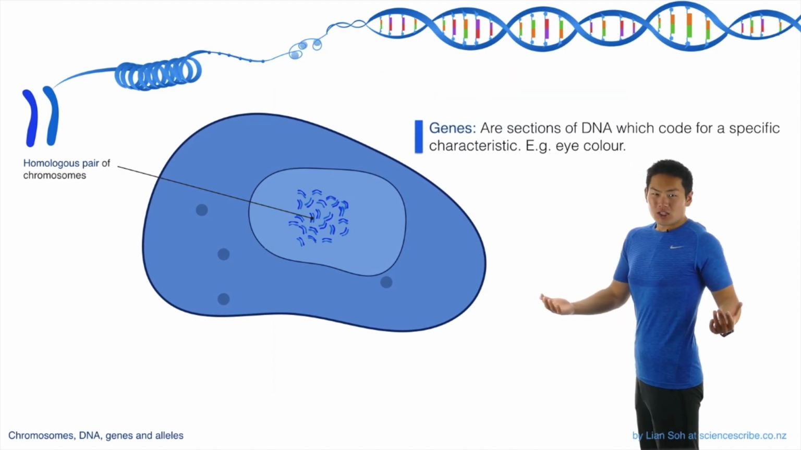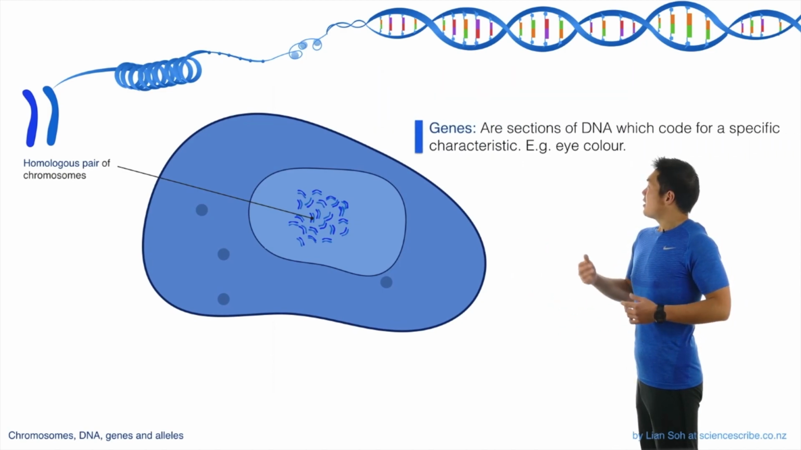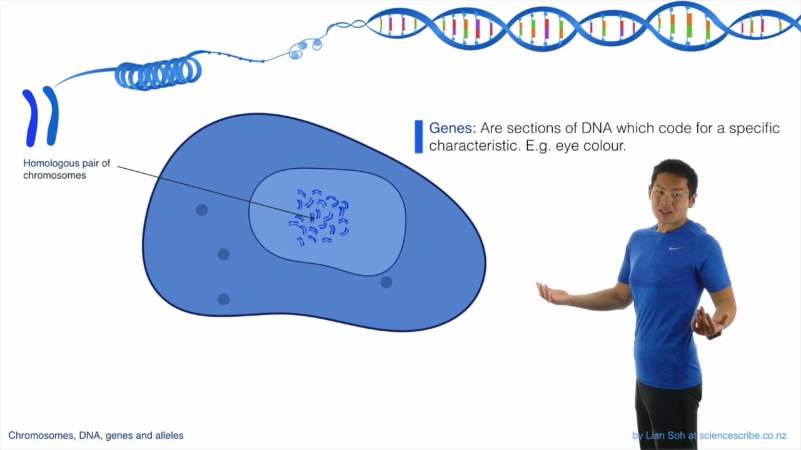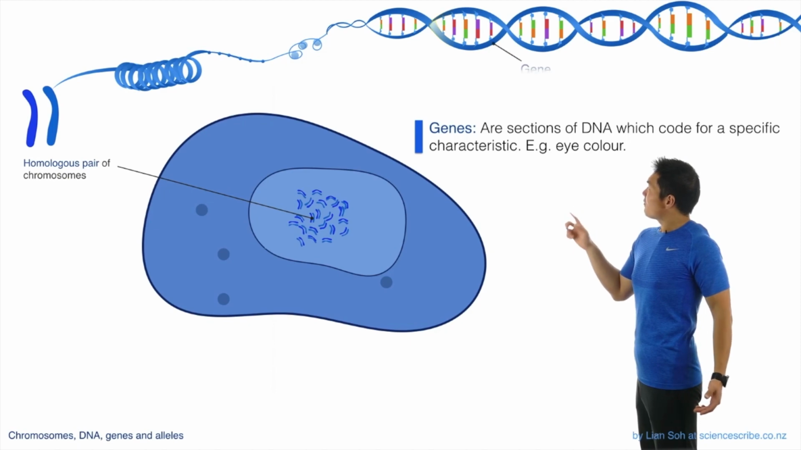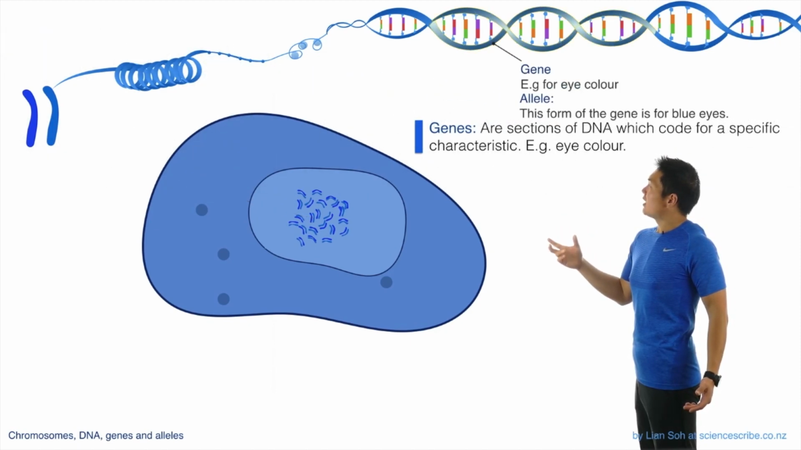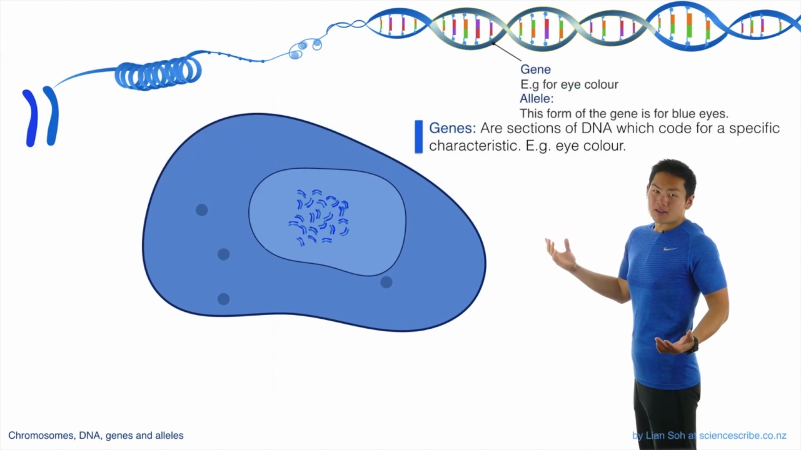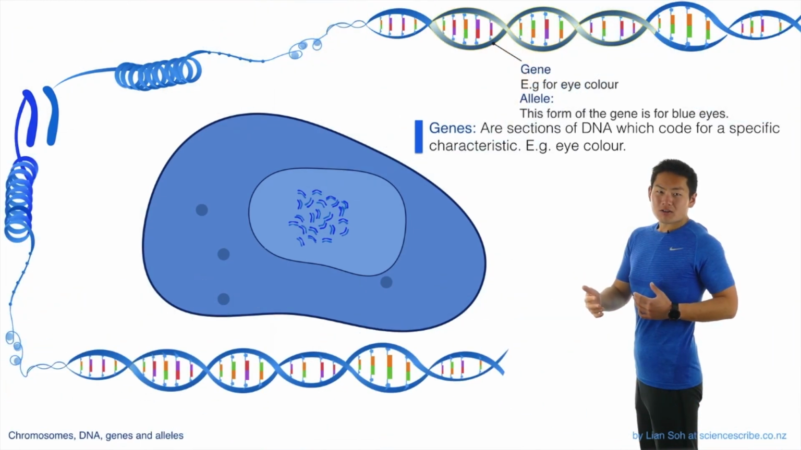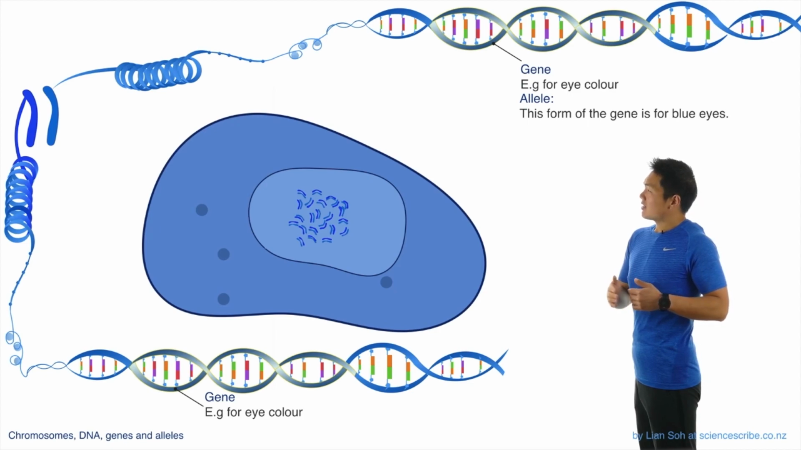Now, as for how genes fit into all this, genes are actually just specific lengths of DNA that code for characteristics such as eye color. So this length of DNA here could represent the eye color for, say, blue eyes. And over on the other homologous chromosome, the other matching chromosome, that same section, that same gene could be something for, say, brown eyes.